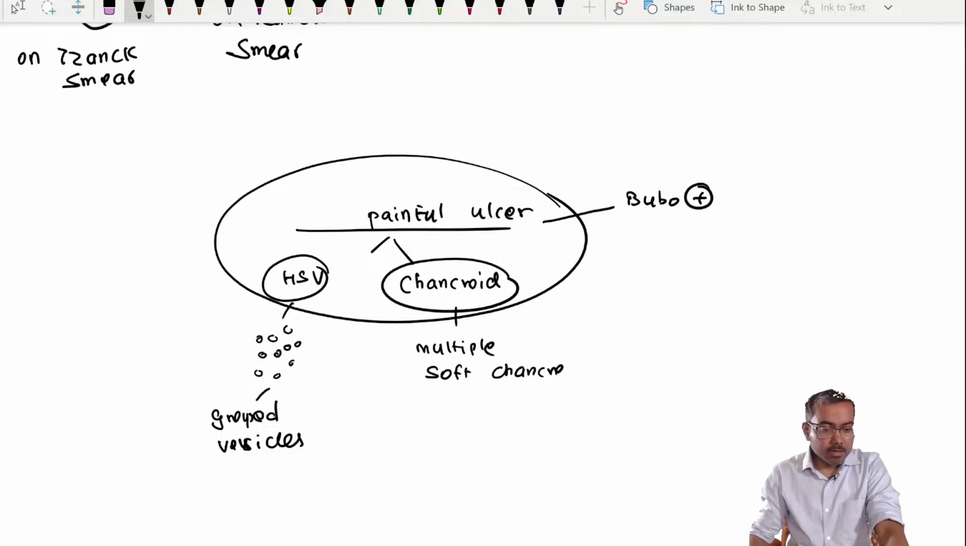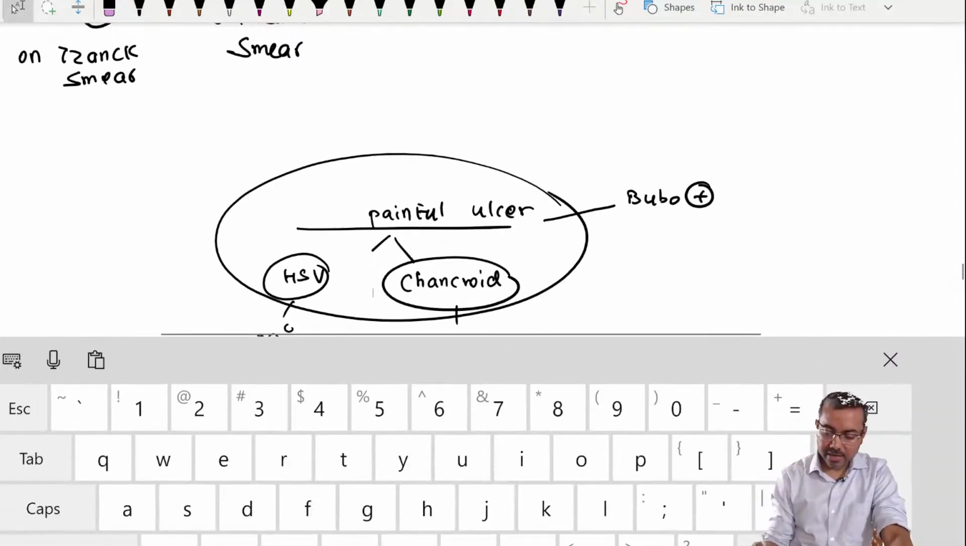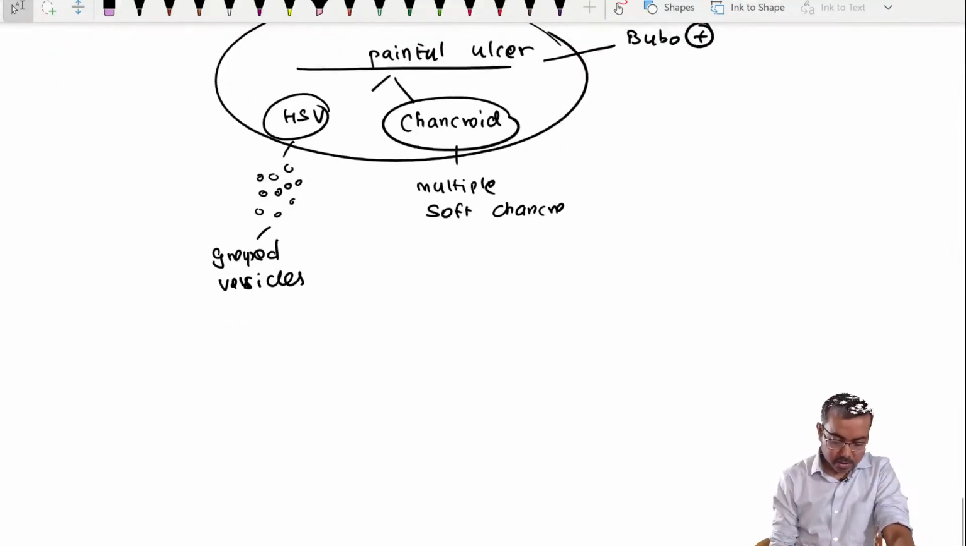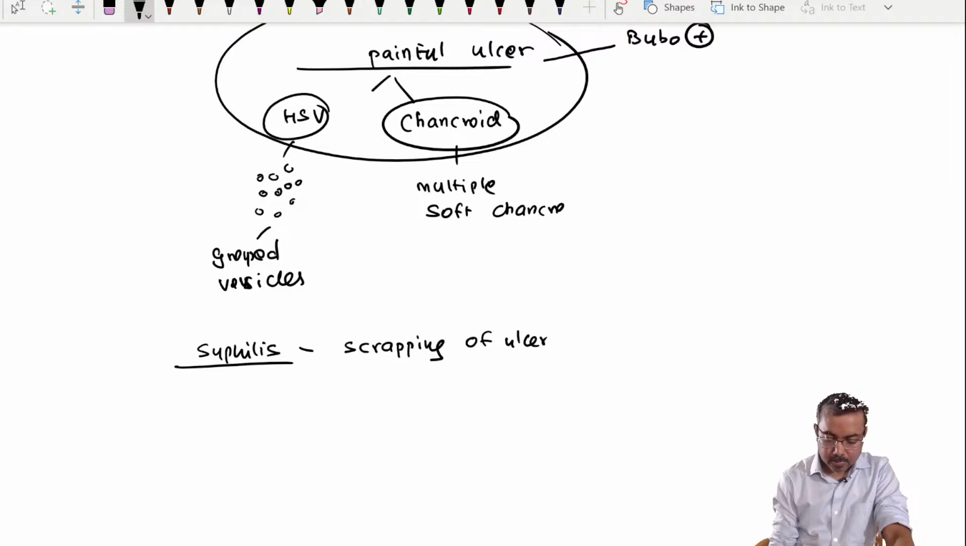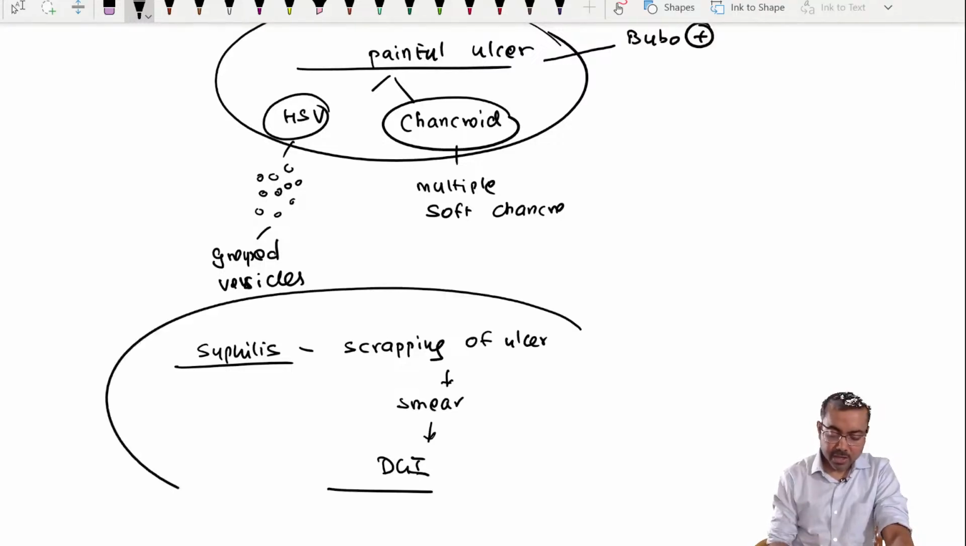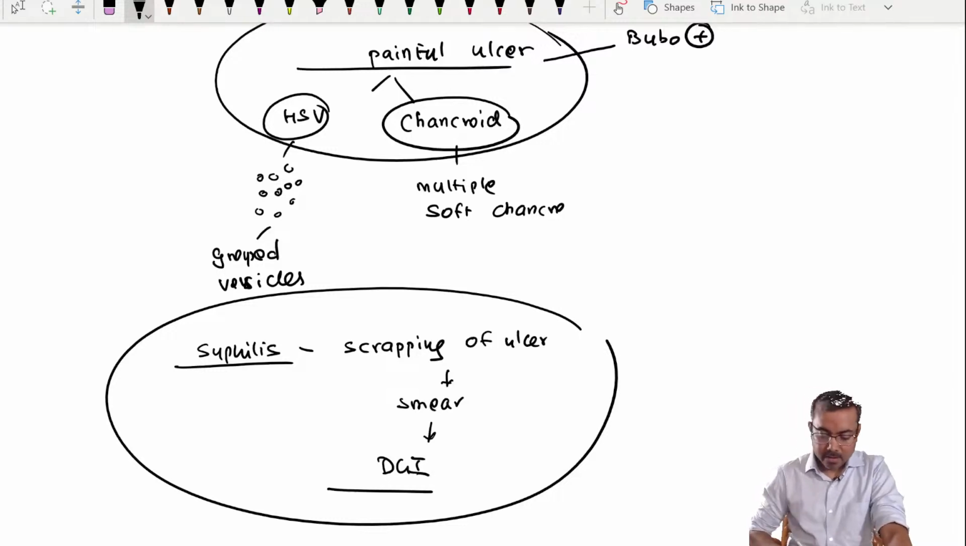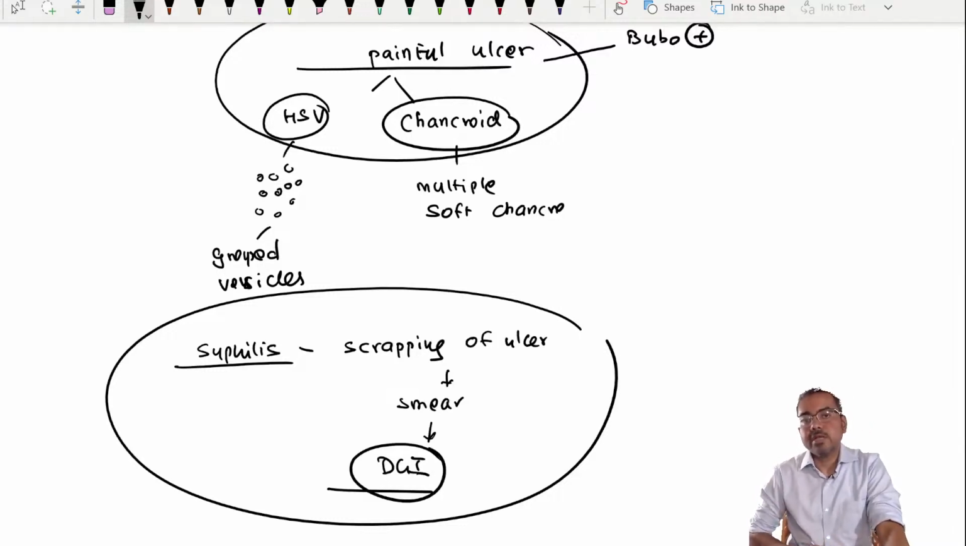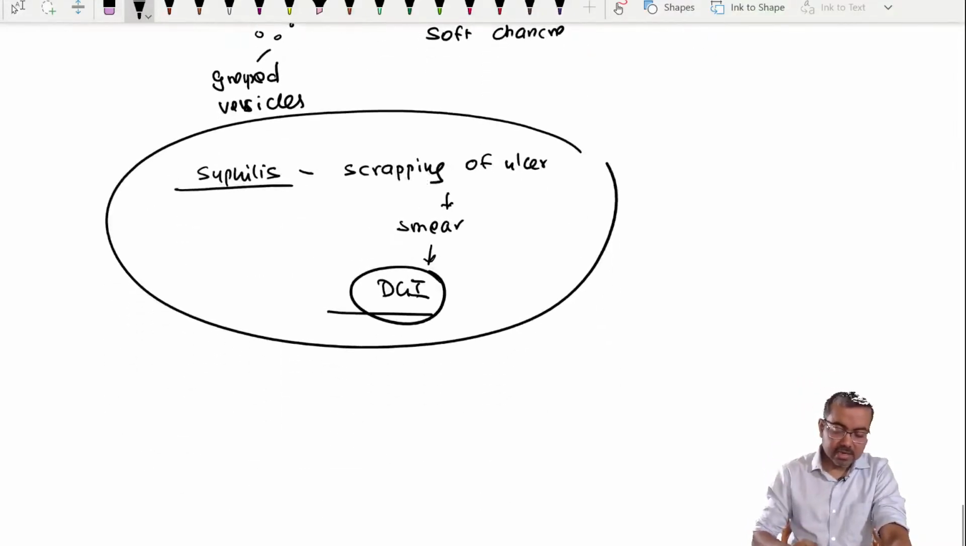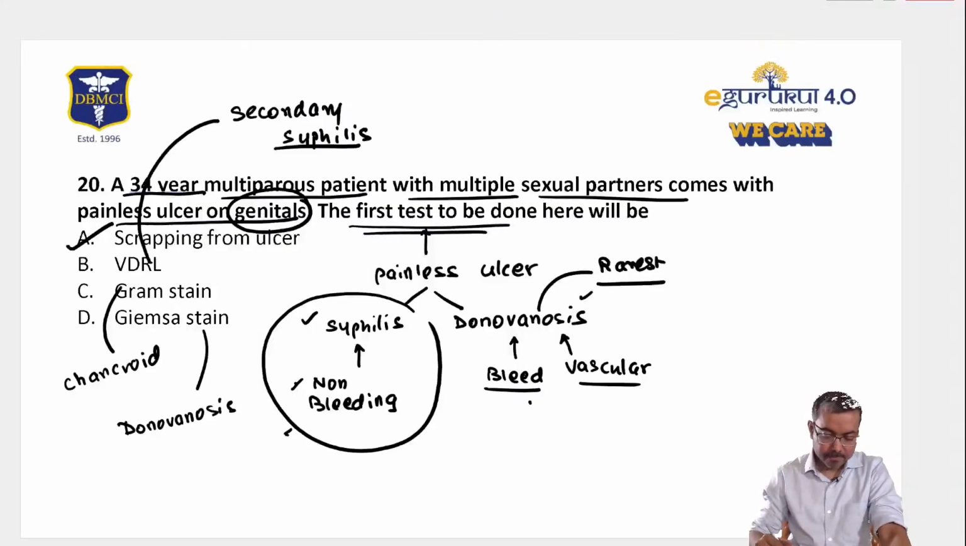Okay. Pihu has asked why scraping. How will that help? Good question. In syphilis, we do scraping of the ulcer. We do a smear and put it under a microscope called DGI, dark ground illumination. DGI is dark ground, and that is the classical test that we do for syphilis. Clear? Everybody got this?